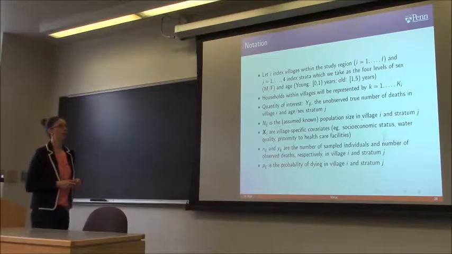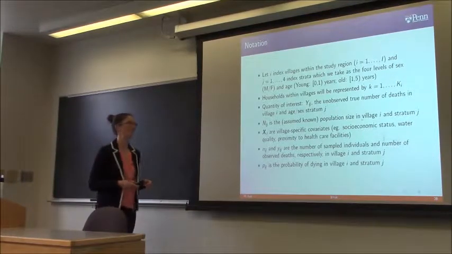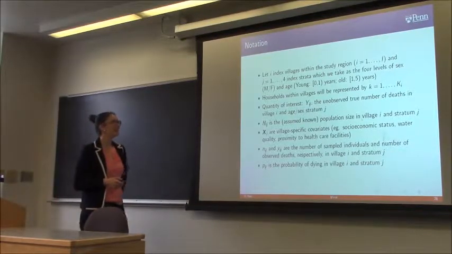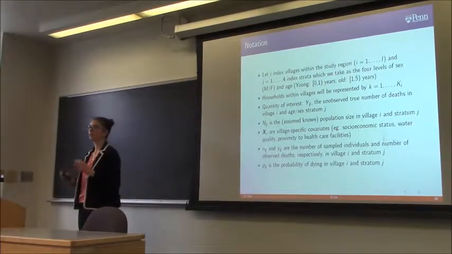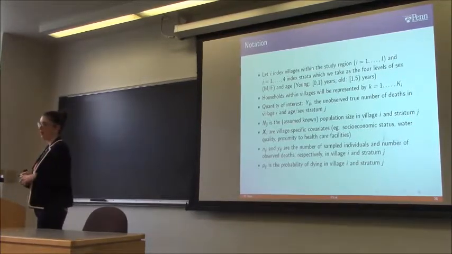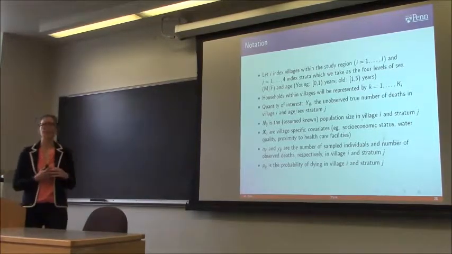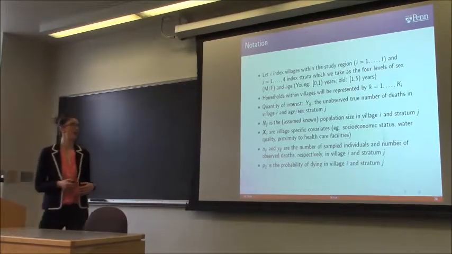Okay, so now comes the scary notation part. Maybe not scary for you guys because you're mostly math majors, but mostly scary for other people. Okay, so we're going to let I index villages within our study region, and J will index strata. So right now we're going to look at age and sex strata, where we have 2 sexes and 2 ages, young and old, male and female, where old is 1 to 5 years old. It's not old, but anyway, just bear with me.